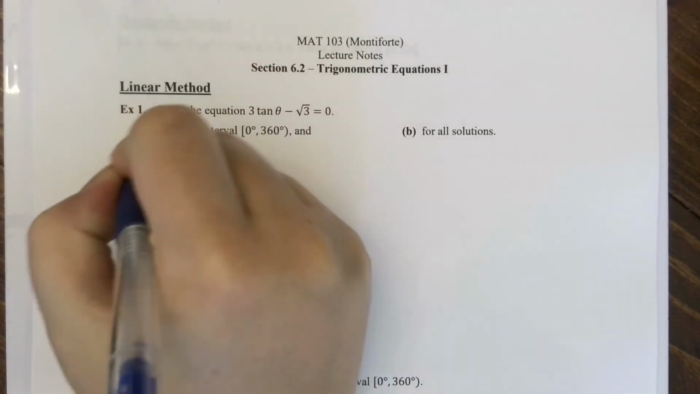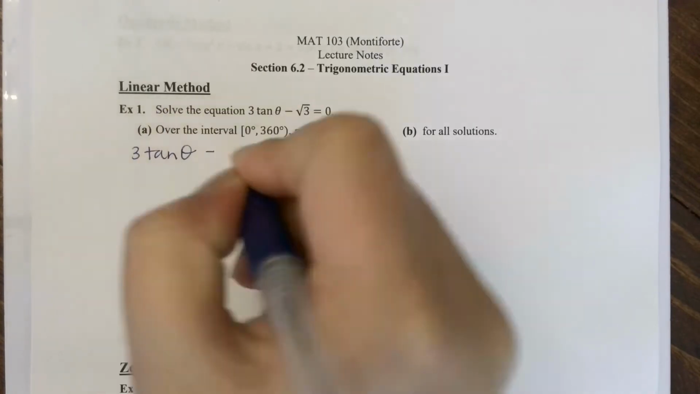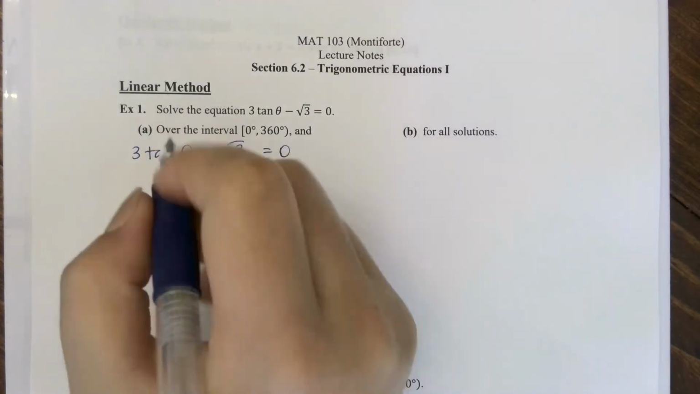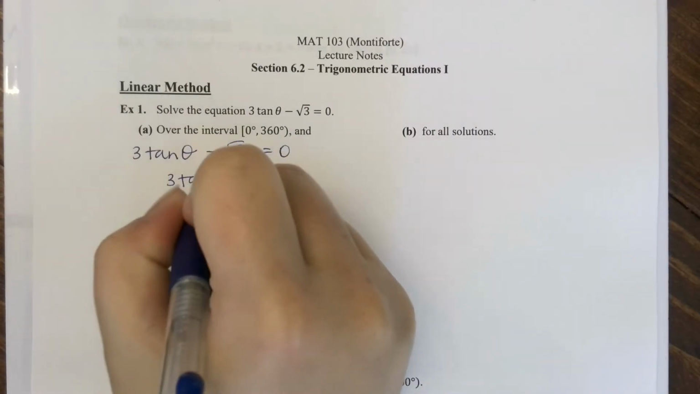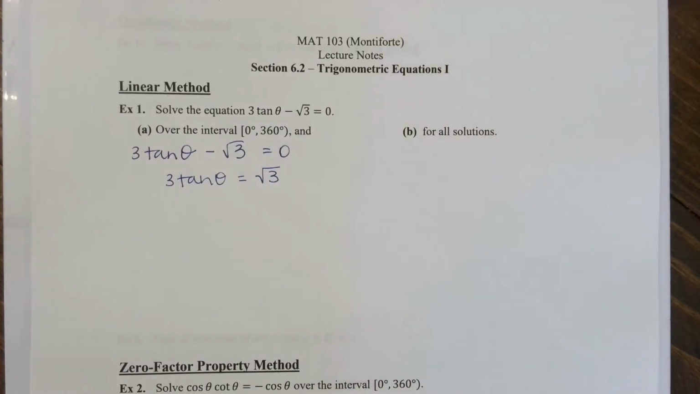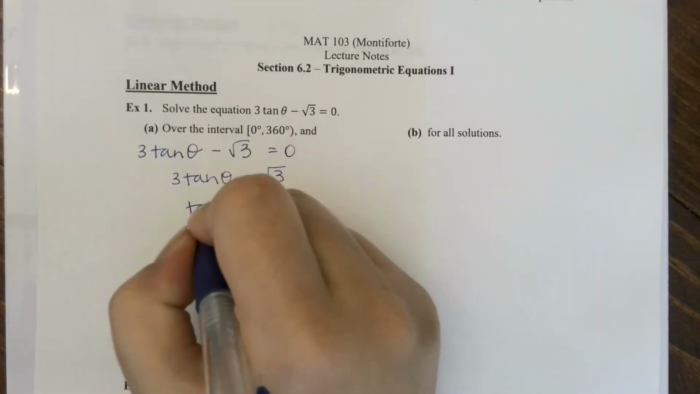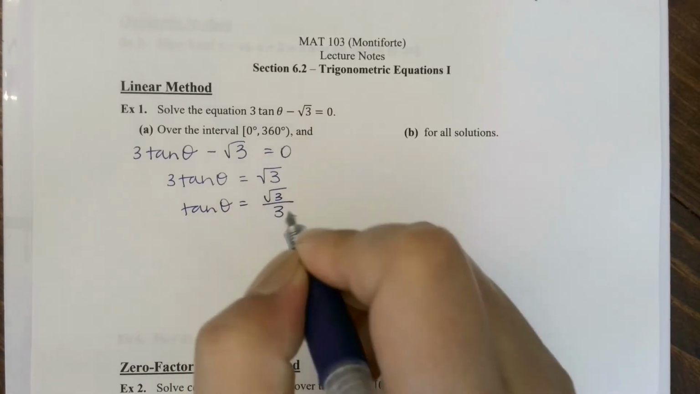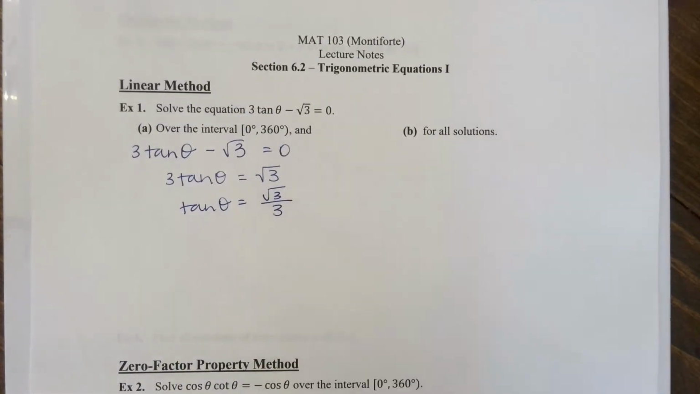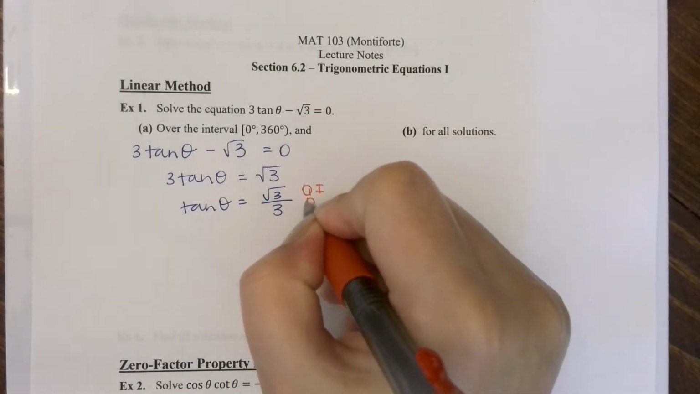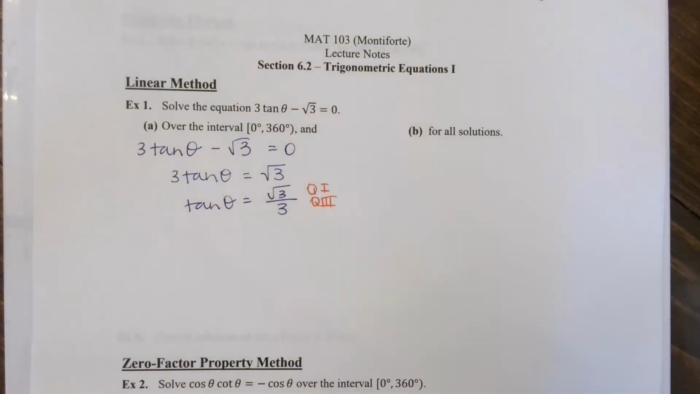So we have 3 tan theta minus square root of 3 equals 0. So we can say 3 tan theta equals the square root of 3, and then divide both sides by 3. So we have tan theta equals the square root of 3 over 3. Alright, so tangent theta is positive in quadrant 1 and quadrant 3.